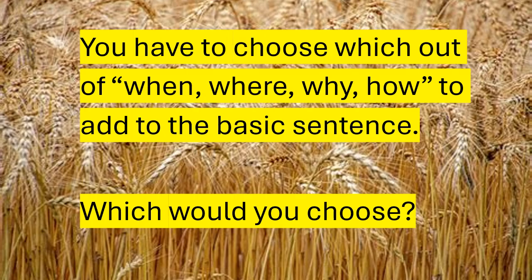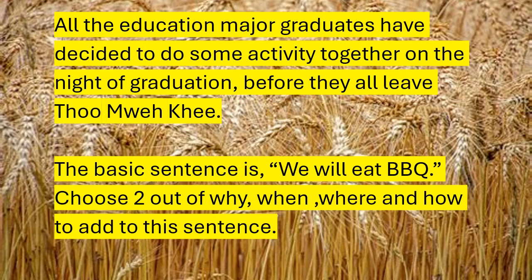Okay, you try. You have to choose which out of when, where, why, how to add to the basic sentence. Which would you choose? All the education major graduates have decided to do some activity together on the night of graduation before they all leave the McKee. So the basic sentence is, "We will eat barbecue." So you have to choose 2 out of why, when, where, and how to add to this sentence.